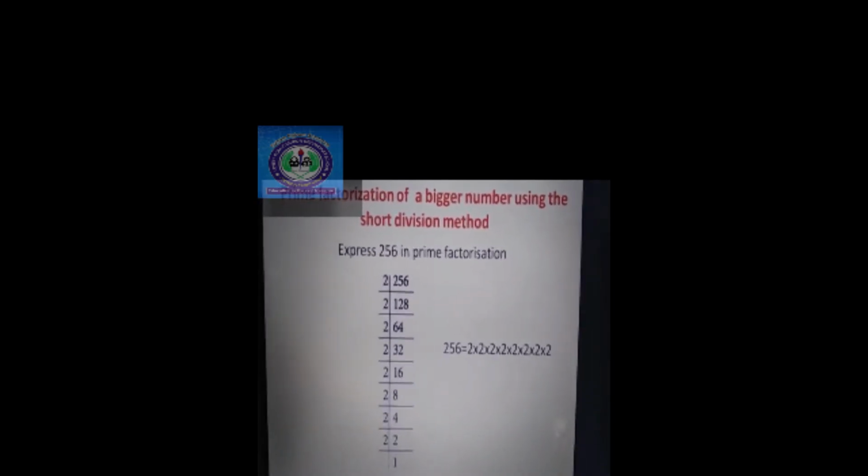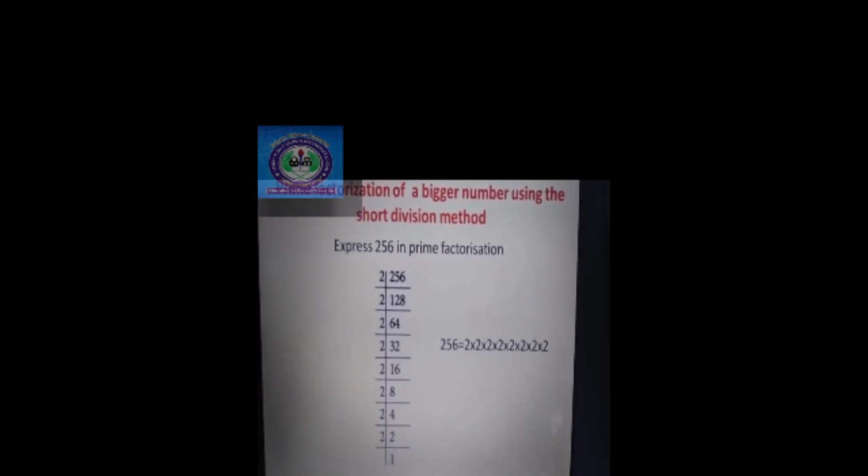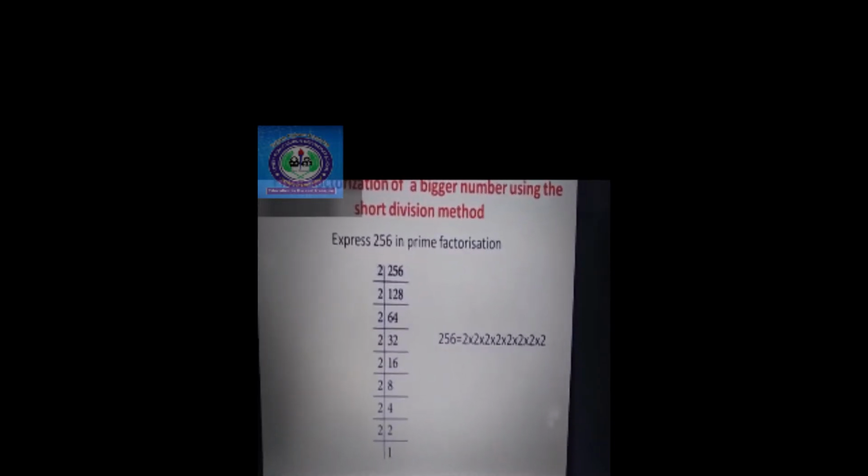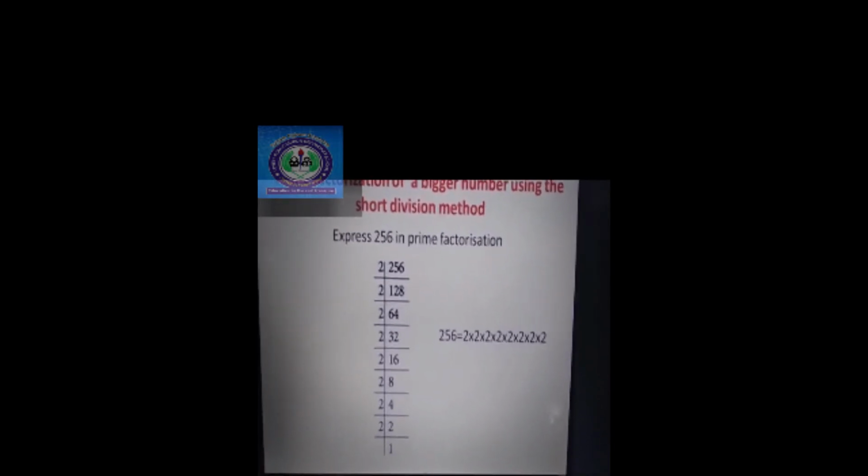As you can see in the example, 2 twos are 4, 2 fours are 8... 2 128s are 256, 2 64s are 128, 2 32s are 64, 2 16s are 32, 2 8s are 16, 2 4s are 8, 2 2s are 4 and lastly 2 1s are 2. So the factors of 256 are 2 into 2 into 2 into 2 into 2 into 2 into 2 into 2, that means 8 times. Hence, this is the prime factorization of 256 using the short division method.